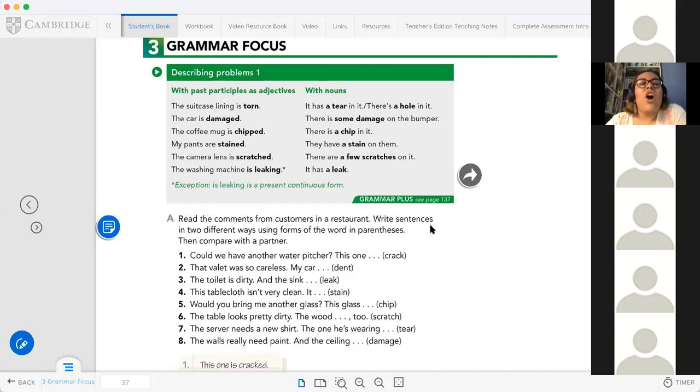And let's see. Okay, so yeah, we checked adjectives and nouns. Perfect. Now here it says, read the comments from customers in a restaurant. Write sentences in 2 different ways using forms of the word in parentheses and then compare with a partner. Now, we're not gonna do this for homework or anything. We're gonna do it right now, preferably here in the chat or on the microphone, okay?